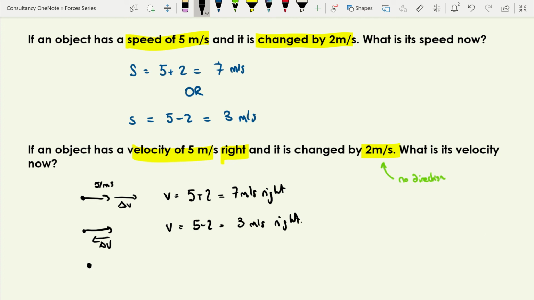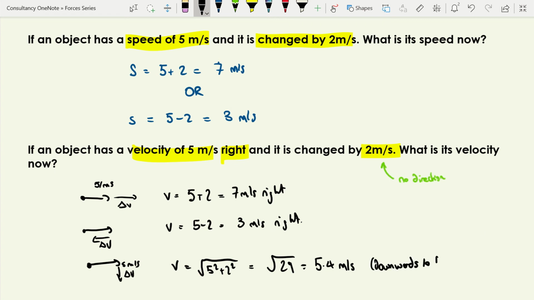But we could also have the velocity going that way and our change in velocity going this way. So our final velocity would actually be the square root of 5 squared plus 2 squared, giving us the square root of 29, which is somewhere between 5 and 6, 5.4 meters per second, and we'd need to do some trigonometry to work out its direction, so sort of downwards to the right. The change could also have been upwards, so it could be 5.4 meters per second upwards to the right.